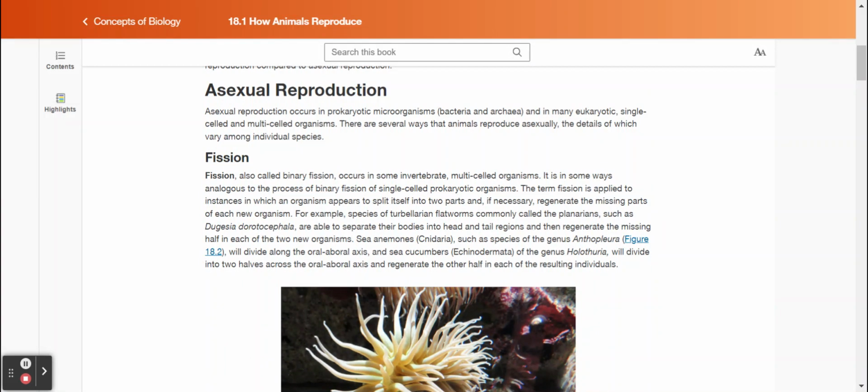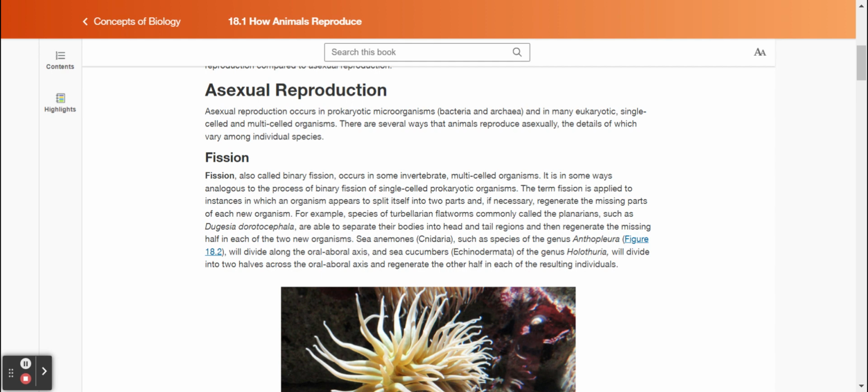Asexual reproduction. Asexual reproduction occurs in prokaryotic microorganisms, bacteria and archaea, and in many eukaryotic, single-celled and multicelled organisms. There are several ways that animals reproduce asexually, the details of which vary among individual species. Fission. Fission, also called binary fission, occurs in some invertebrate multicelled organisms. It is in some ways analogous to the process of binary fission of single-celled prokaryotic organisms.